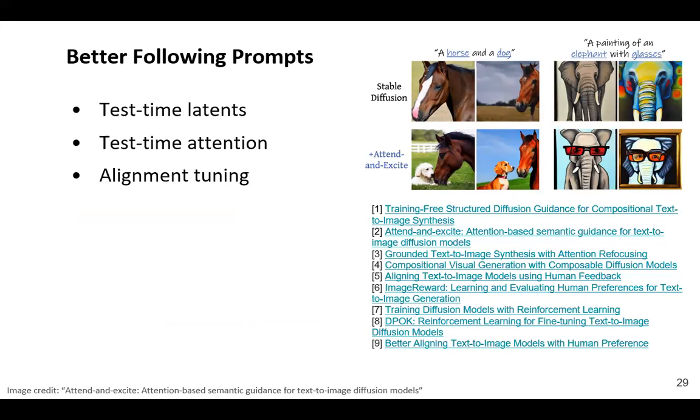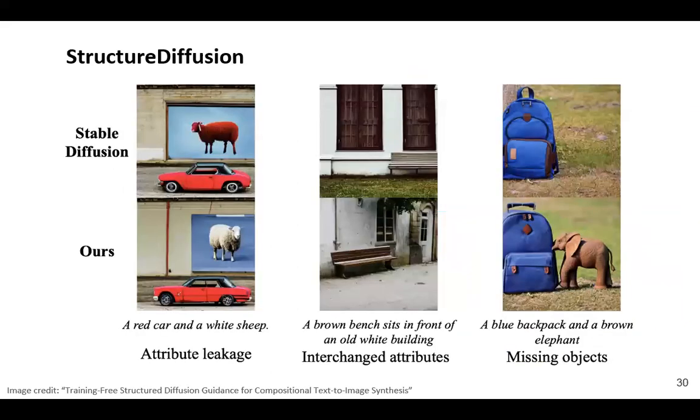Next is better following of text prompts. Although we train the model with the hope that it can generate images semantically corresponding to the text condition, in many scenarios, unfortunately, this might not be the case. So there has also been work exploring whether we can have the model better follow text prompts. One thread of work is doing test-time guidance.